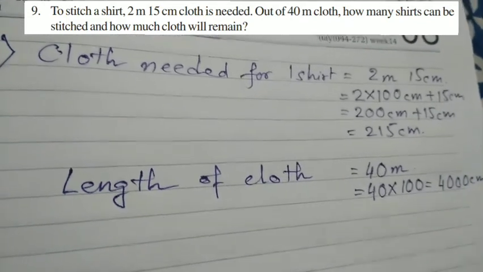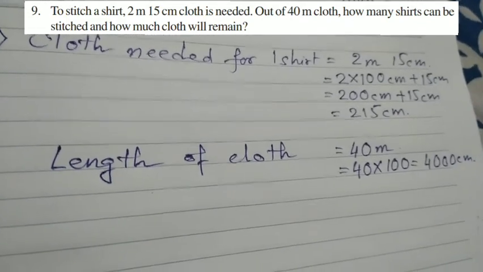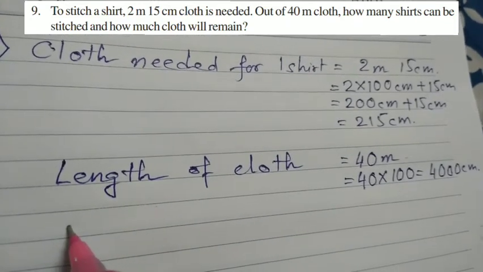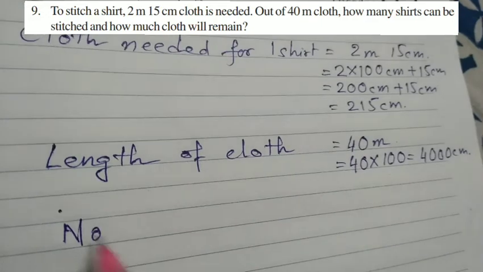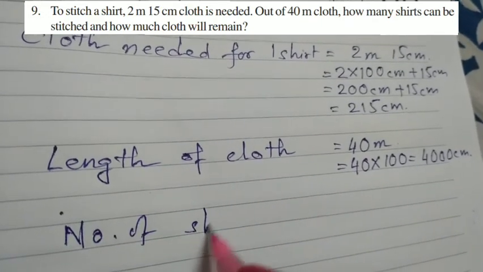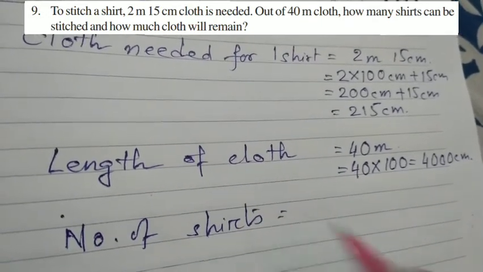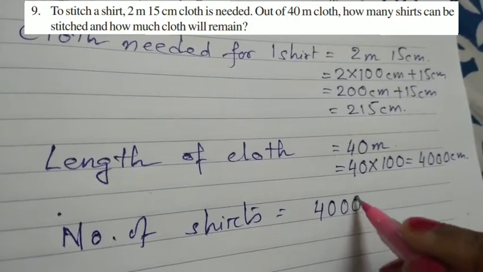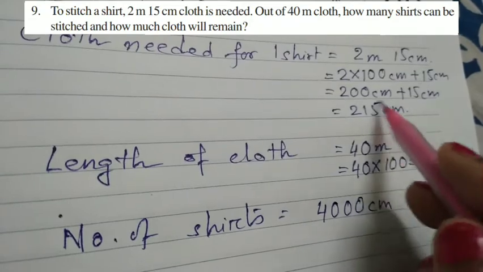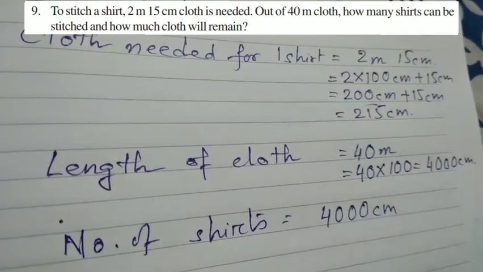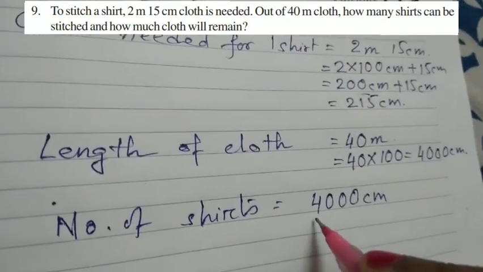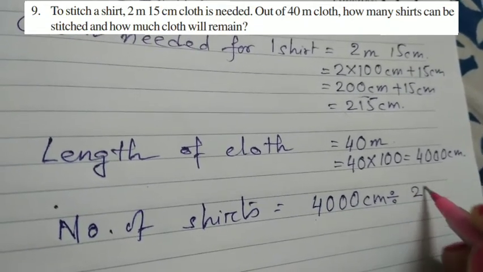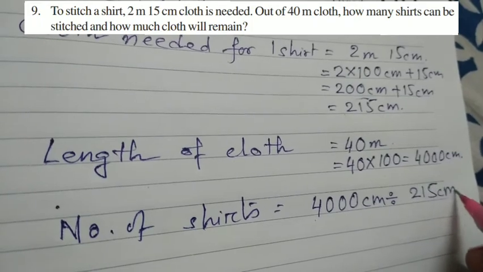Okay. Now if I say what is the number of shirts which will be stitched is equal to, what will you do? You have 4000 centimeter of cloth and one shirt will require 215 centimeter. So how many shirts you can stitch is division, 215 centimeter.